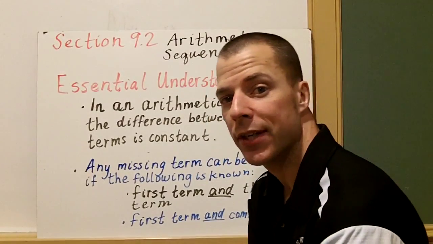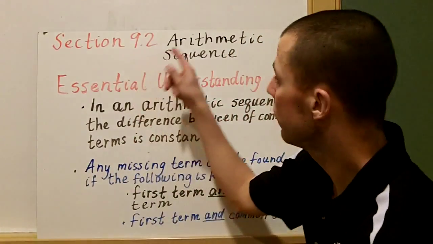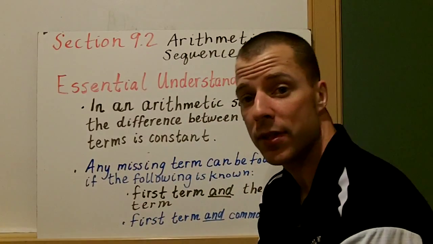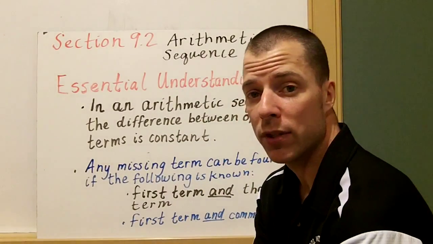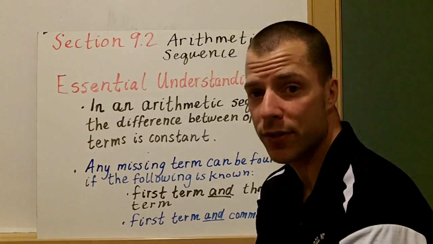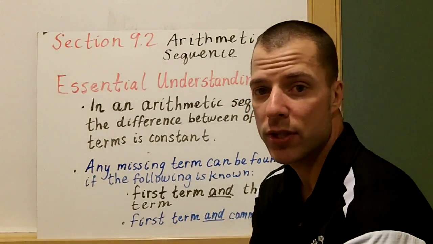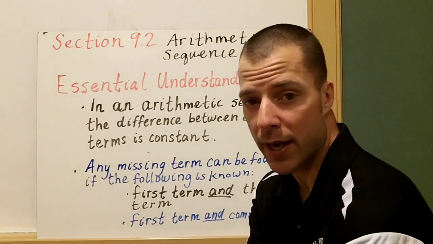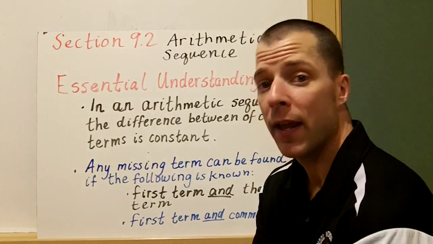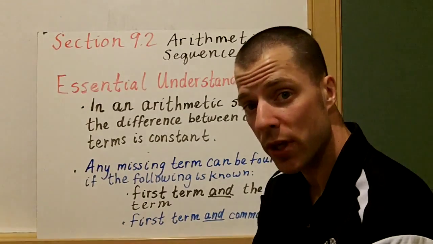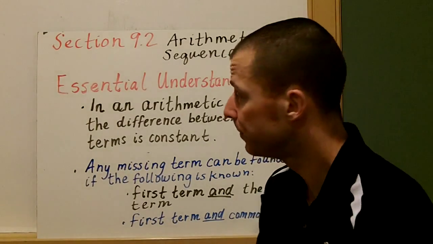Alright guys, welcome to section 9.2. Today we're going to talk about arithmetic sequences. So this is the second section of chapter 9, and in 9.1 we looked at specific patterns of sequences. But there's really two sequences we can look at. One is called arithmetic and the other is geometric. Arithmetic sequences talk about having a common difference between two terms, and we're going to look at that today.